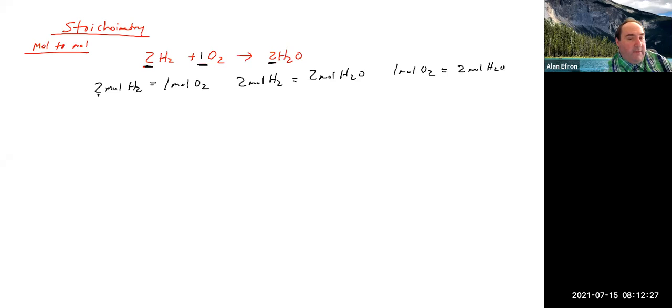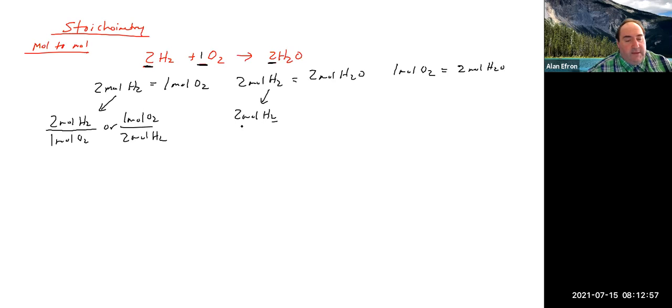Now, when we talk about regular equalities, like with conversions and stuff like that, for every equality that you have, you basically could write 2 conversion factors. So from this equality, we could write for every 2 moles of H2, I got 1 mole of O2. Or again, we could do the opposite there. 1 mole of O2 gives us 2 moles of H2. For this guy, we could write 2 moles of H2 gives us 2 moles of H2O, or 2 moles of H2O gives us 2 moles of H2.